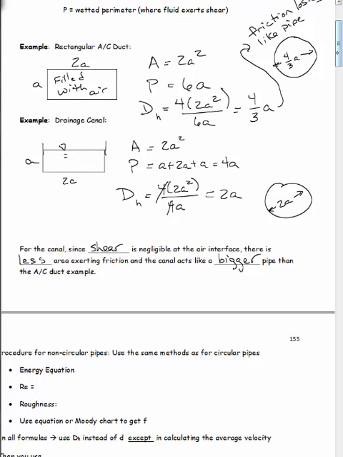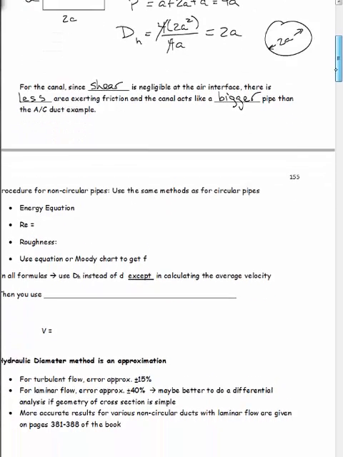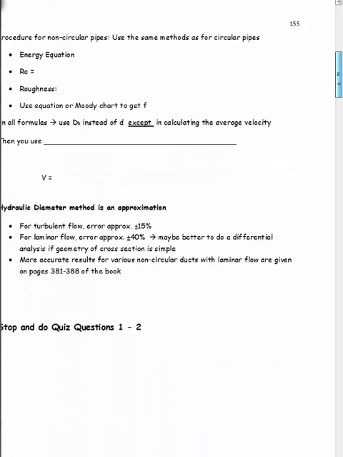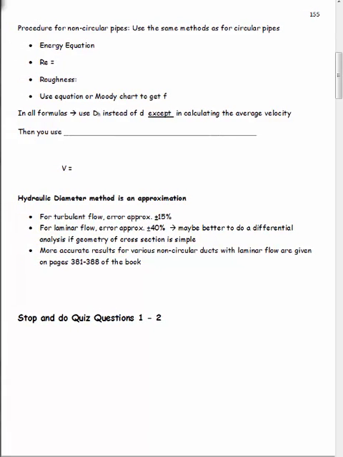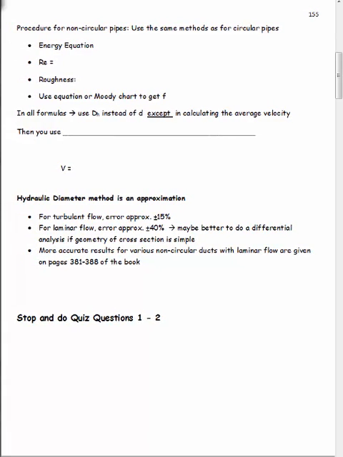Okay, so that's how you calculate the hydraulic diameter. Now we're going to talk about how you use the hydraulic diameter. Basically, you just use it wherever you would normally use diameter, except for one caveat, except for when you're calculating that average velocity. So when it goes into the Q, or the flow rate, or if you're using flow rate to calculate average velocity, in that case you're going to use the real area, okay?